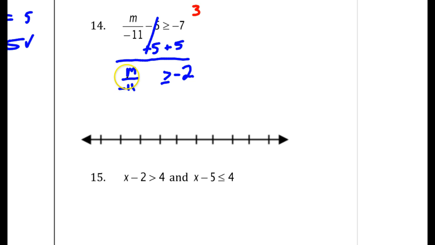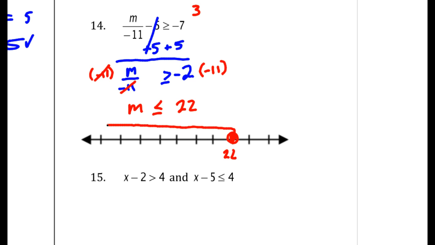To solve that, let's multiply both sides by negative 11. Multiply by negative 11, both sides. So the negative 11s cancel out. And we have m. And then we have negative 2 times negative 11 is positive 22. And again, we multiply by a negative, so switch the sign. So all the values less than 22, I'm just going to pick any point here and just put a 22 here. And closed circle, and it's everything less. There we go.